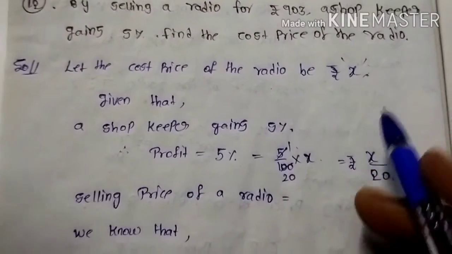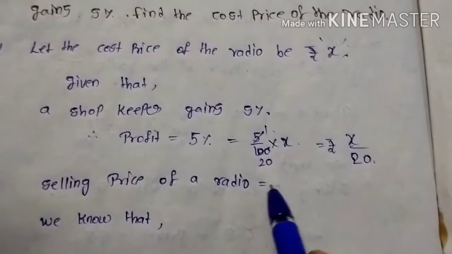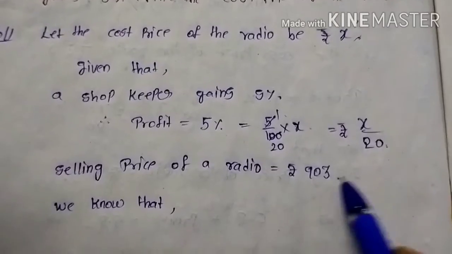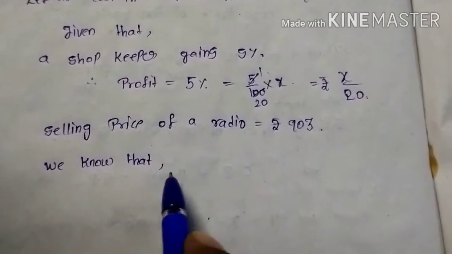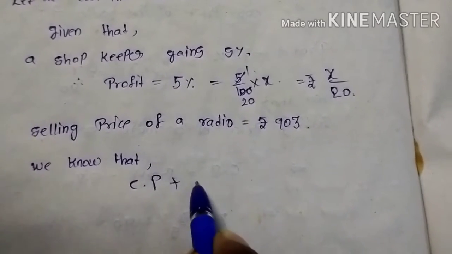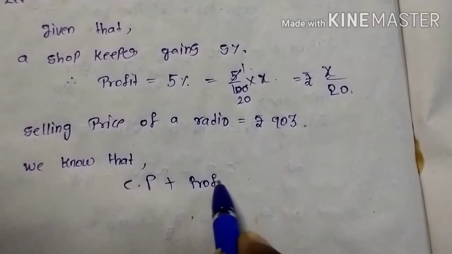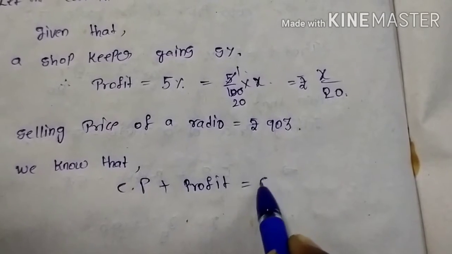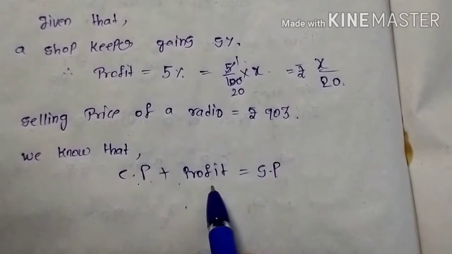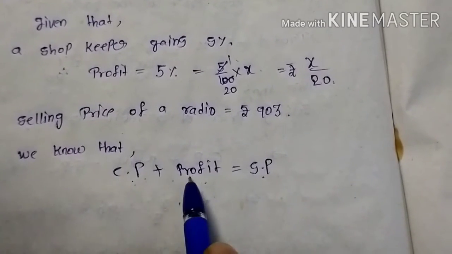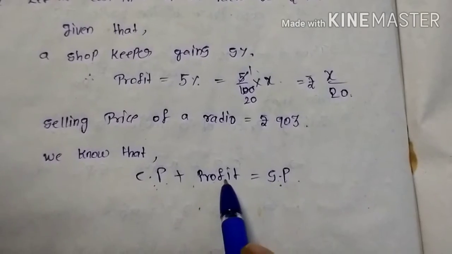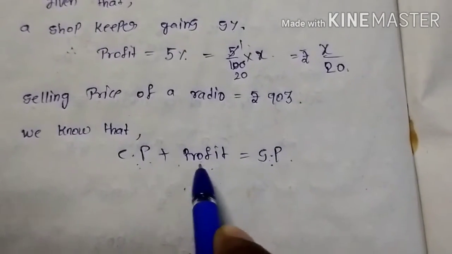Cost price is X. Already they have given the selling price of the radio is equal to how much? Rupees 903. Yes or no? Yes. Already we know what selling price is: cost price plus profit is equal to selling price. We have another formula also: cost price minus loss is equal to selling price. Here they have given profit in the question, so I am using this formula.